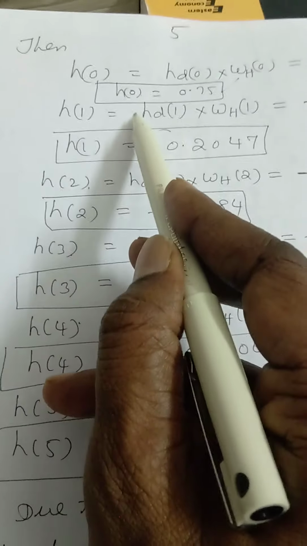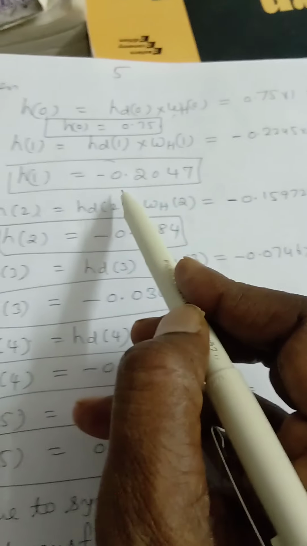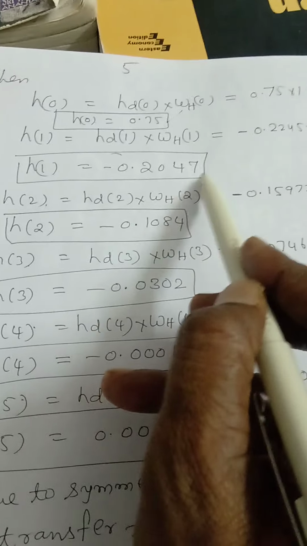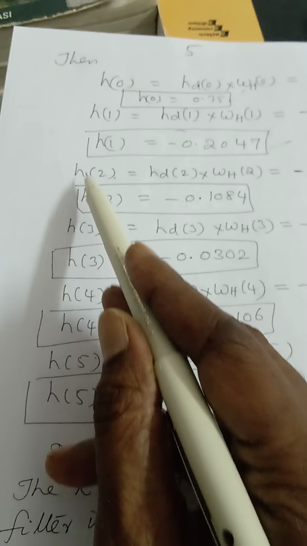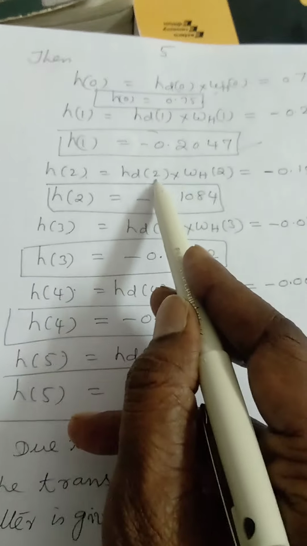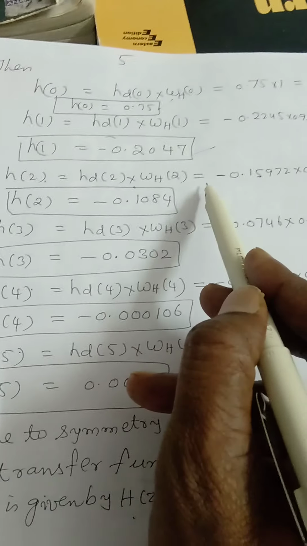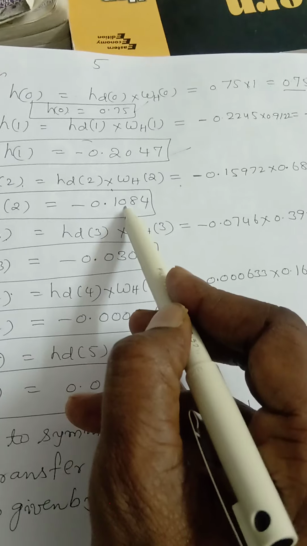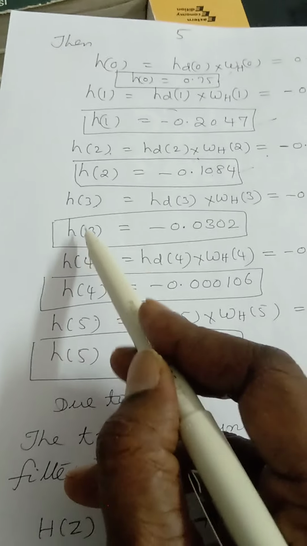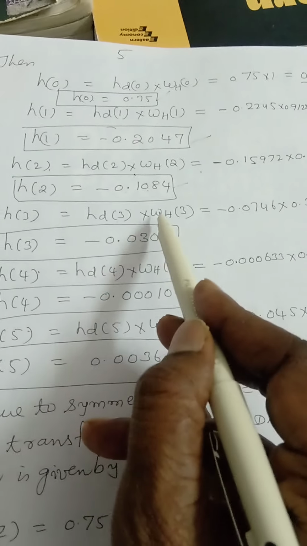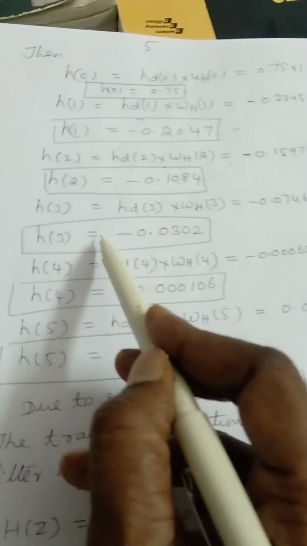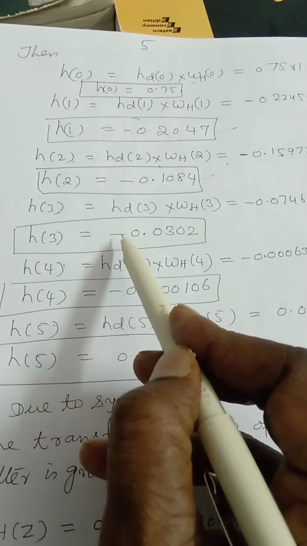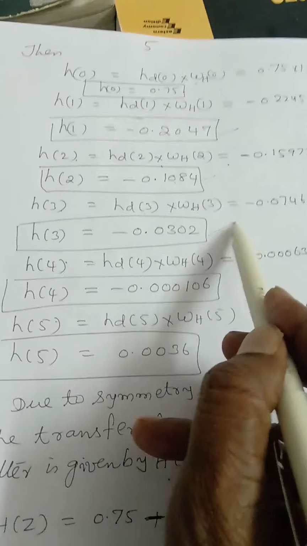H of 1 is equal to HD1 into WH of 1, finally you got minus 0.2047. H of 2 is equal to HD of 2 into WH of 2, that is equal to, finally you got minus 0.1084. H of 3 is equal to HD of 3 into WH of 3, that is equal to minus 0.0302.